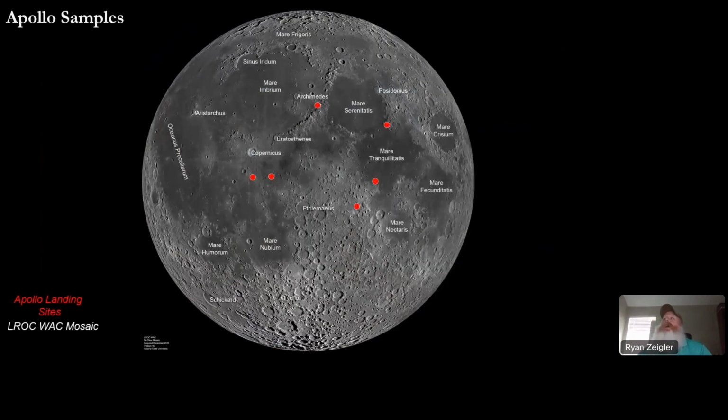And so here you can see a near side LROC WAC mosaic that I've stolen, and I've superimposed the approximate, I don't want emails about how my dots are in the wrong place, the approximate location of the 6 Apollo landing sites on the near side of the moon. And the point here is to show that while the Apollo sample sites are not a perfect representation of the geologic diversity on the moon, they are a pretty good approximation.